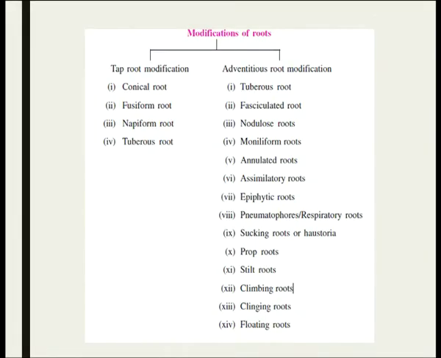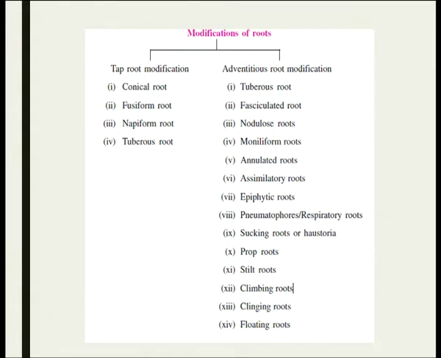So, now a root takes another function, not only just the absorption of water and minerals from the soil, but also it takes up several other functions, and it modifies itself to help the plant in various other functions. So, we have seen in this chart, which you are seeing, that taproot modifications are conical root, fusiform root, napiform and tuberous root.